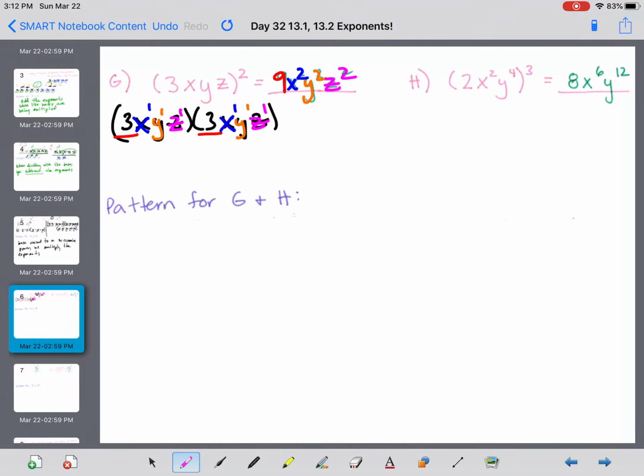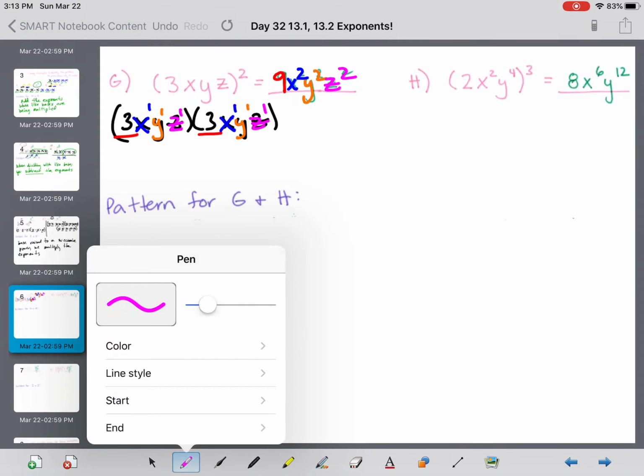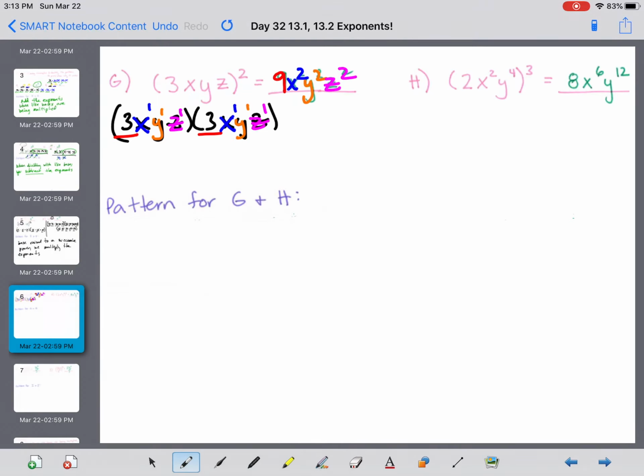So that's one way to think about it. You could just simply write out what's happening and then use your rules of exponents. The other way that you can think about it is everybody inside of these parentheses is getting raised to the second power. So you have 3 getting raised to the second power, so the 3 squared is 9 because 3 times 3 is 9. I have x to the first getting raised to the second power.